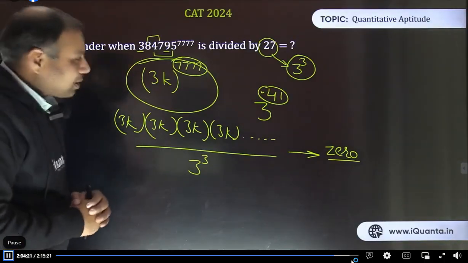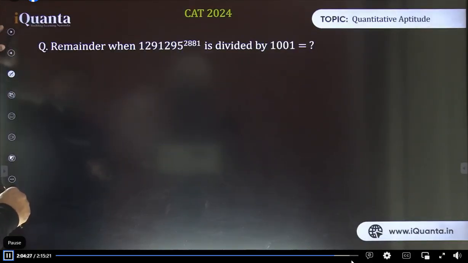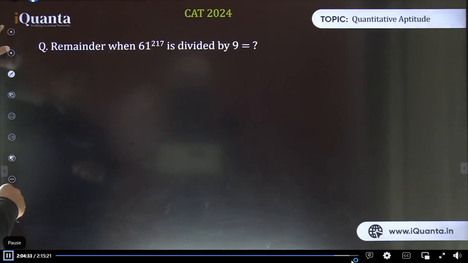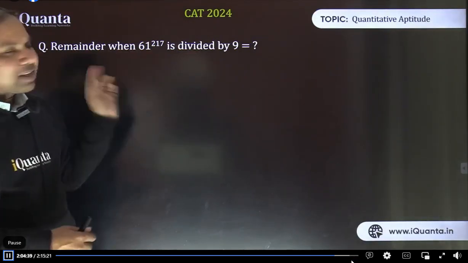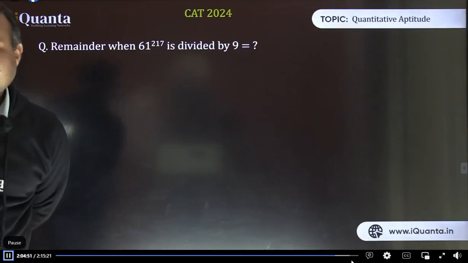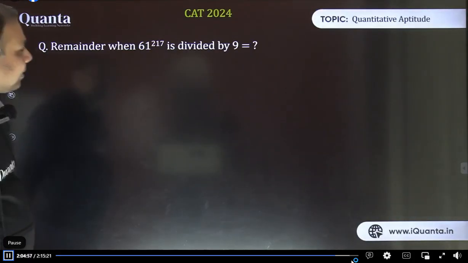Okay, you want to finish now? Let me see what is left now. There's one more question you can do very easily. The negative remainders, we have already done that. Let's finish with this question. Please answer this question and then we shall finish. Don't worry. 61 power 217 divided by 9.